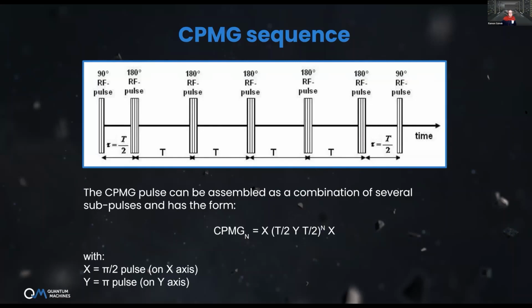Here you have CPMG-N. Basically, you start by doing a pi/2 on the x axis, and then you repeat n times: delay t/2, y gate, delay t/2. Then you close with a pi/2 pulse on the x-axis. Performing an operation on the y-axis, of course, entails creating a phase shift of pi/2.